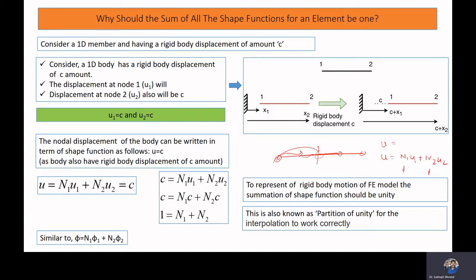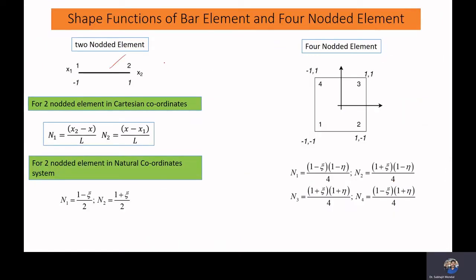Now for some standard elements, we know what the shape functions look like. For example, for a two-noded element, we can write the shape functions in this form: N1 is equal to (x2 minus x) by L, N2 is equal to (x minus x1) by L. If you want to write the same thing in natural coordinates, we write the shape functions in this way. If you consider a four-noded element, the shape functions look like this. So these are very standard formulas for known elements.